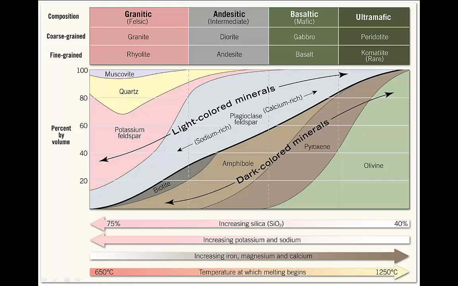So toward the bottom of this diagram, there's a couple different arrows showing general trends. There's two in particular that I want you to focus on. The first one is increasing silica. As you move to the left on this graph, you have a higher percentage of SiO2, that's silicon-oxygen composition. Now that arrow is the exact opposite of the arrow at the bottom, the temperature at which melting begins. So in other words, if you have a higher amount of silica within a rock, it's going to have a lower melting point.